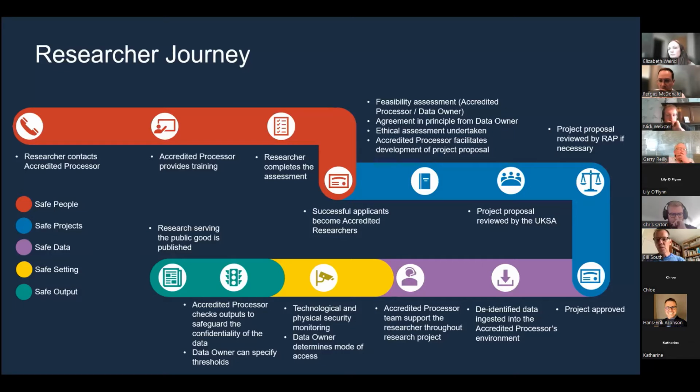The first 2 stages of this have largely been covered by Lily. So, as we say, in order to use the SRS, you first have to be an accredited researcher, and then you have to have an accredited project. And once that project's approved, then you can access the system.